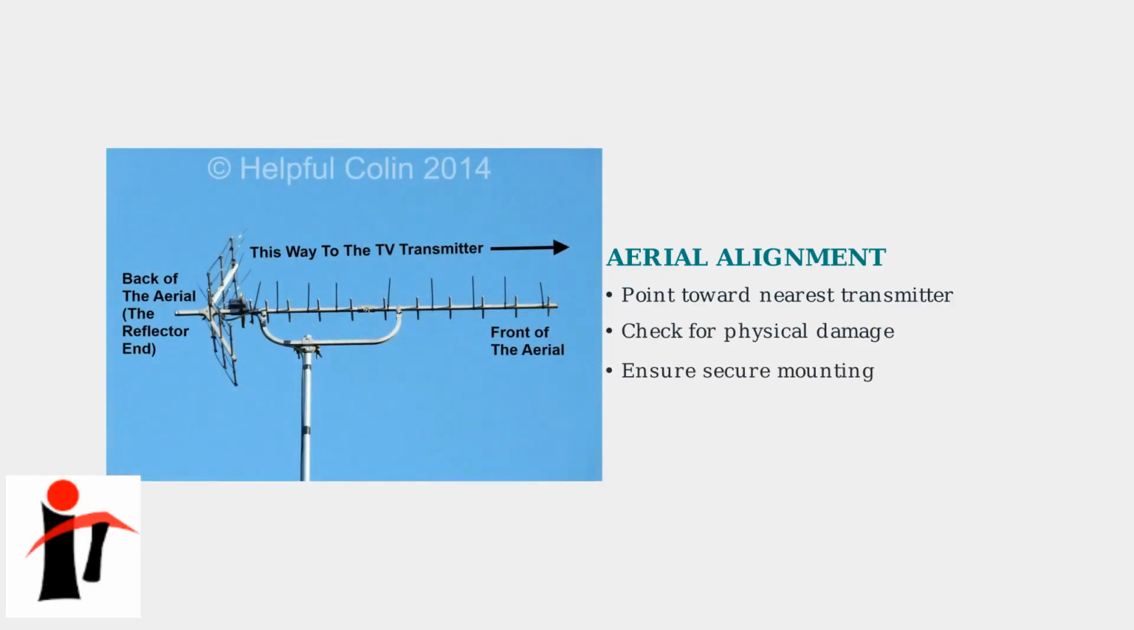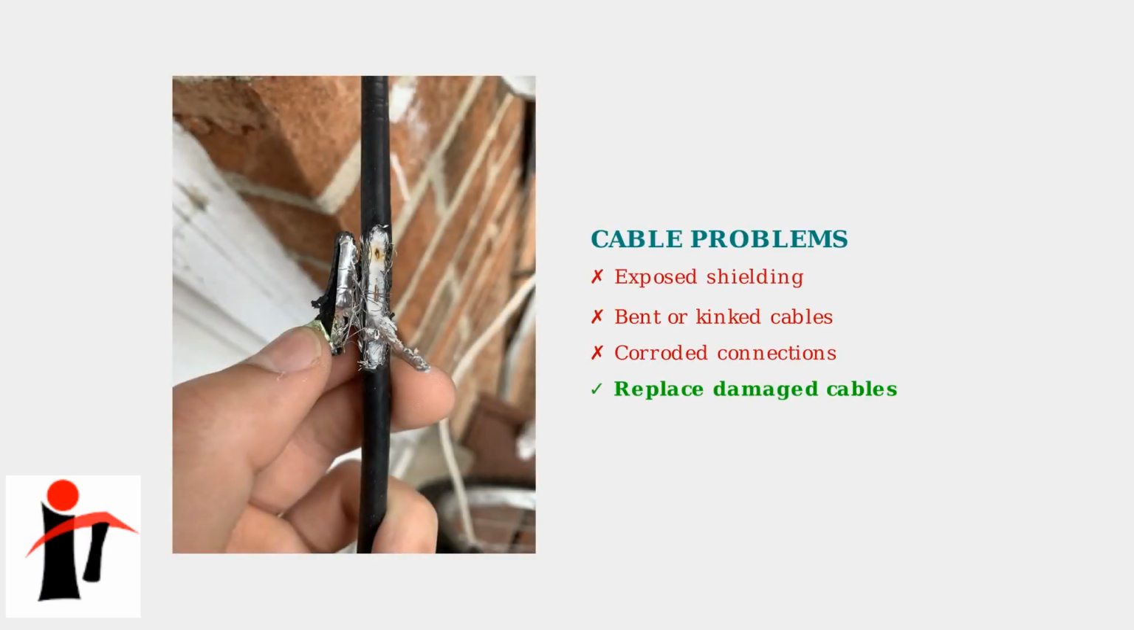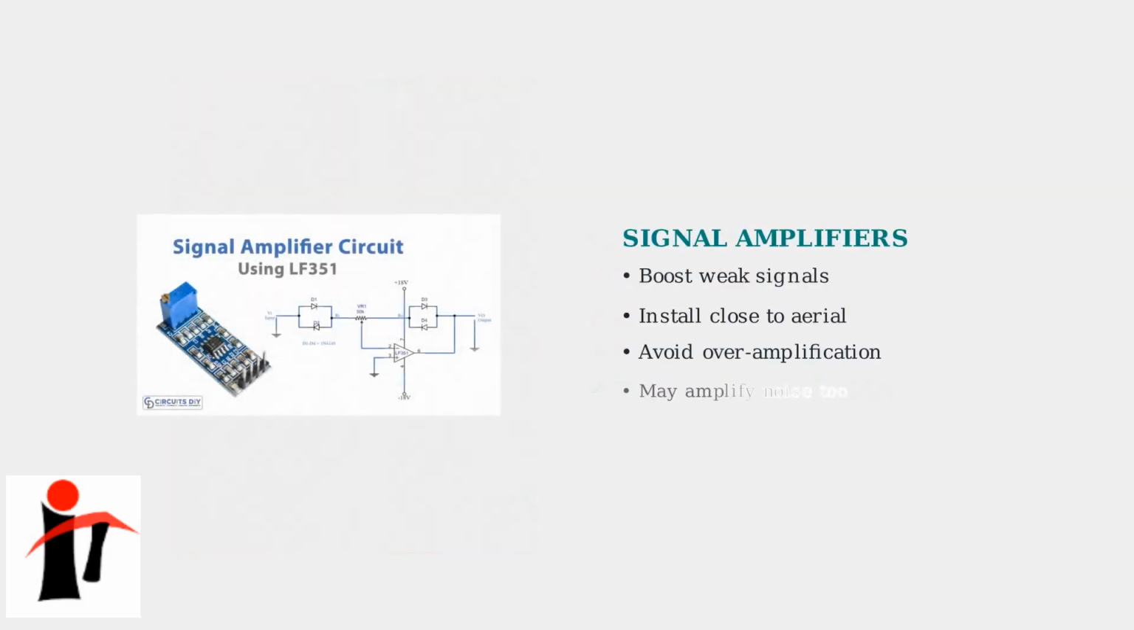First, check that your aerial is properly aligned toward the nearest TV transmitter. Next, inspect your coaxial cables for damage. Damaged cables with exposed shielding can cause significant signal loss and should be replaced immediately. For weak signals, consider installing a signal amplifier.